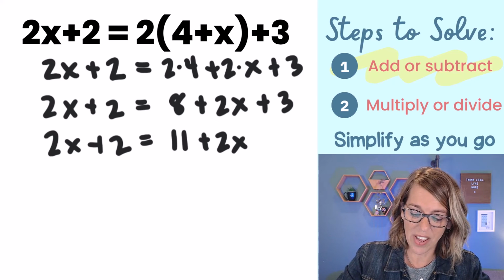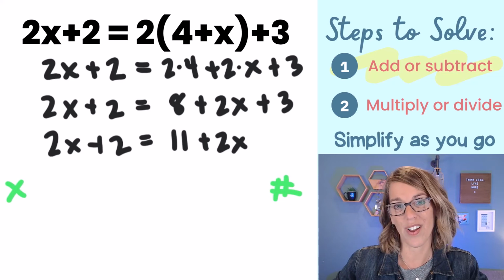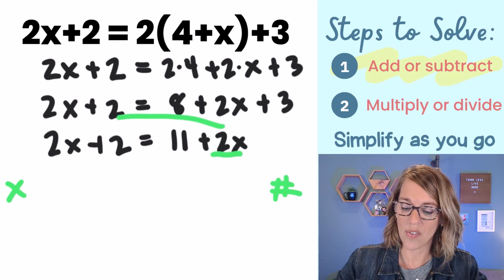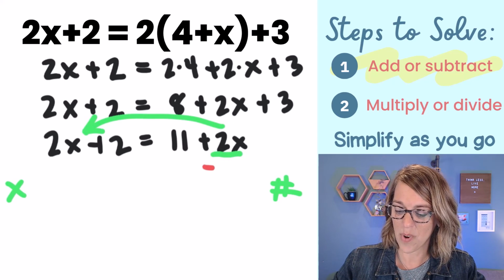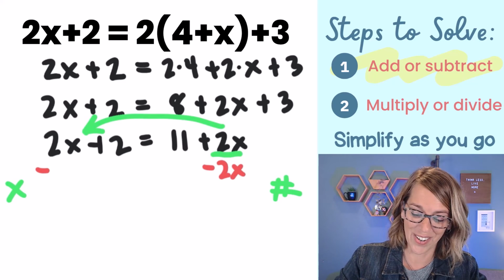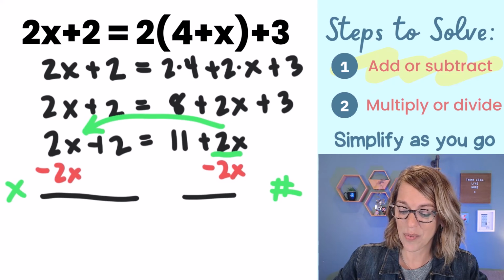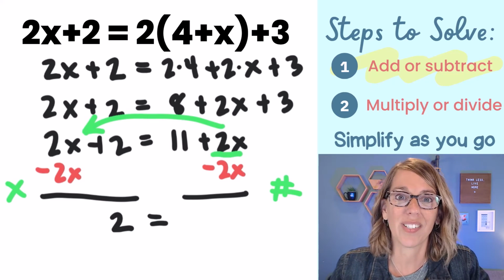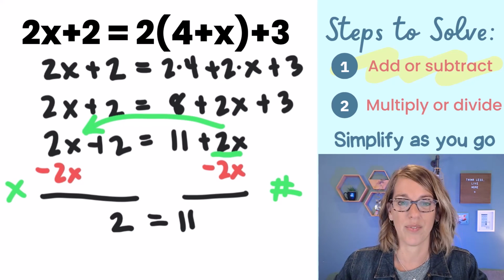I want to get, let's go ahead and do x's on the left and let's do numbers on the right. I need to move that 2x over to the other side, and I'm going to do that by subtracting. But watch what happens. So as I subtract that 2x, it goes away. 2x minus 2x is 0, so I get a 2 on the left. 2x minus 2x again is 0, and I get an 11 on the right.